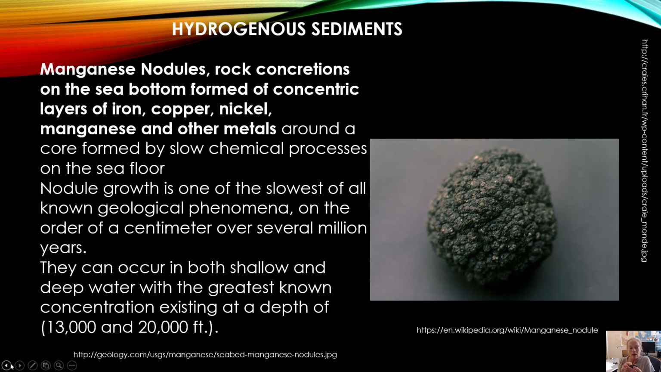But they grow at a rate of about a centimeter over several million years. So just by touching it like this, I'm probably wiping off 10,000 years worth of precipitation. It's one of the slowest processes we know on the planet. They're called manganese nodules because they often have a lot of manganese in them. And they also have other metals, and we've thought about mining them, but again, they tend to be out on the abyssal plain, so it's very expensive. As you see right here, 13 to 20,000 feet deep. It'd be very difficult to get to them.